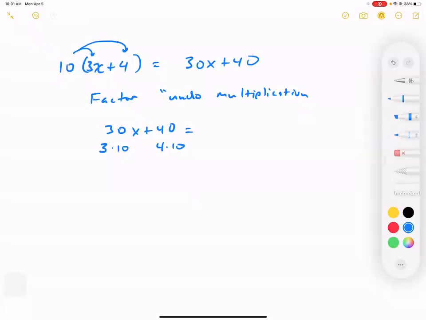So let's do that. So I'll take out the 10 first, and we have left over a 3x and a 4. And this is our general idea of factoring. We're trying to figure out what's in common. So if we can see what's in common, then we can definitely take out, factor it out by dividing it out, and then we'll see what we have left over.